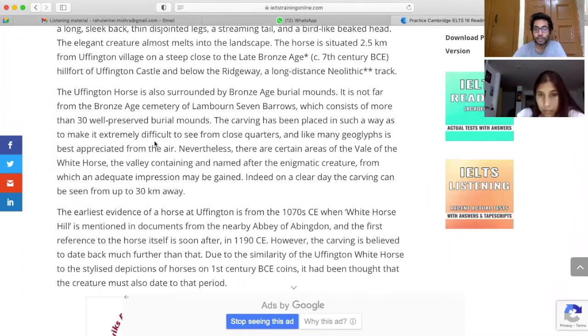But there are some parts of the White Horse valley, which is named after this enigmatic great creature, from where you can get a beautiful impression. And if the day is very beautiful and there are no clouds, you can see it from a distance of 30 kilometers.